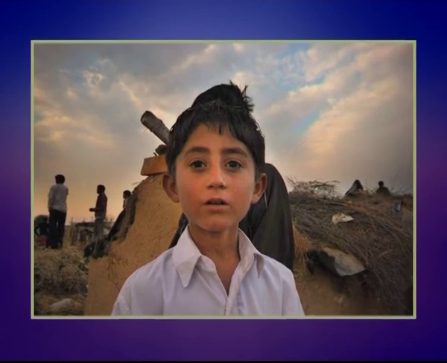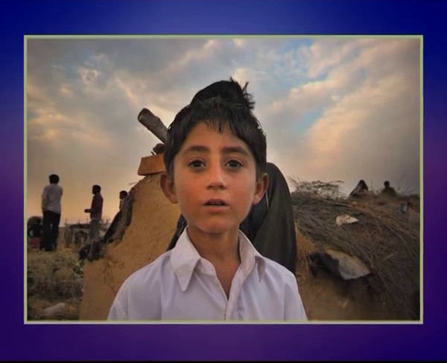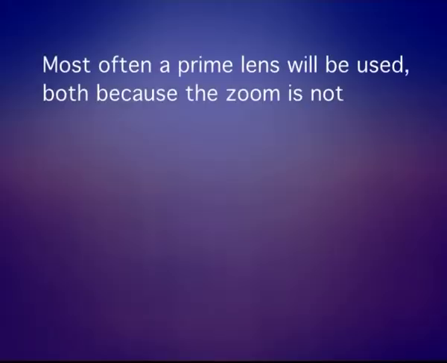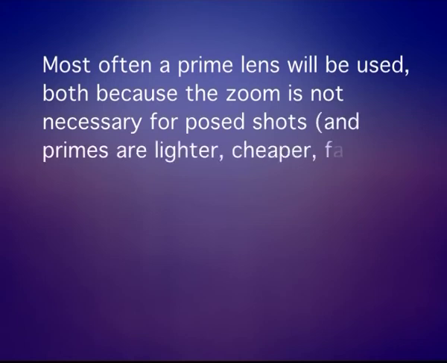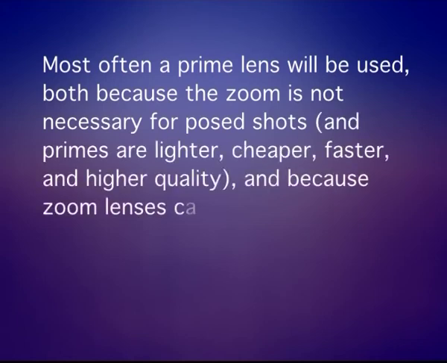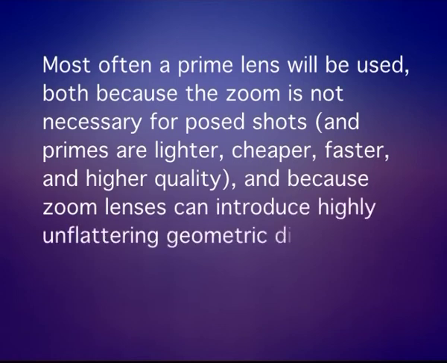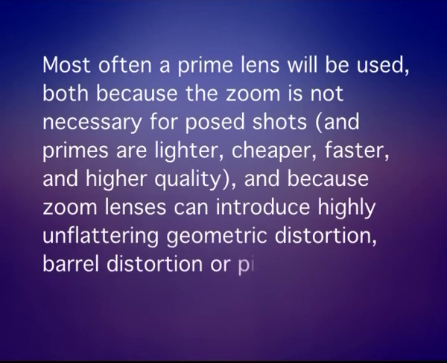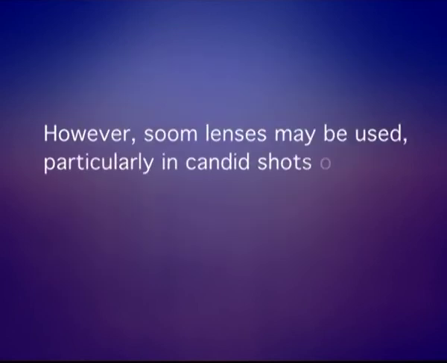Conversely, in environmental portraits where the subject is shown in their environment rather than isolated from it, background blur is less desirable and may be undesirable, and wider angle lenses may be used to show more context. Most often, a prime lens will be used both because the zoom is not necessary for posed shots and primes are lighter, cheaper, faster and higher quality, and because zoom lenses can introduce highly unflattering geometric distortion, barrel distortion or pincushion distortion. However, zoom lenses may be used particularly in candid shots or to encourage creative framing.